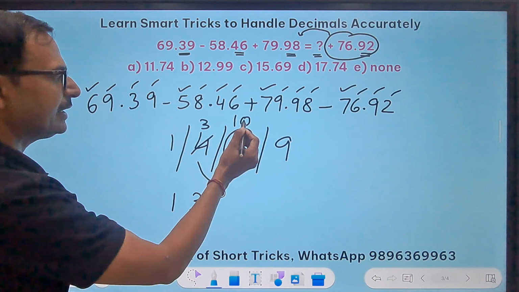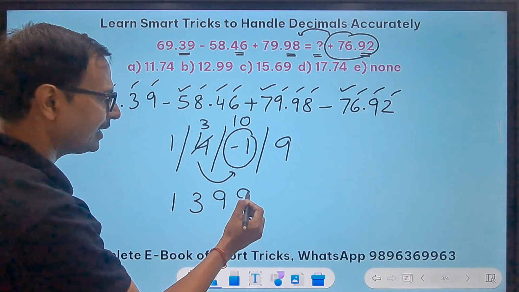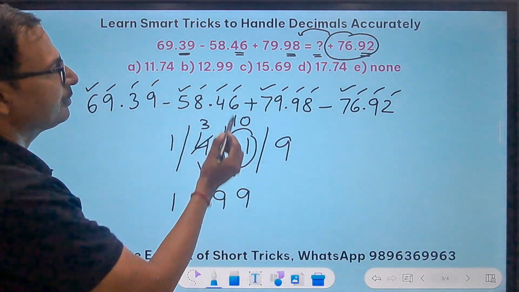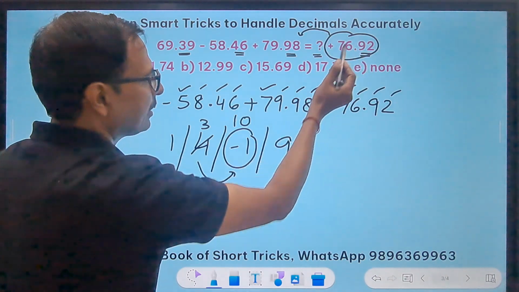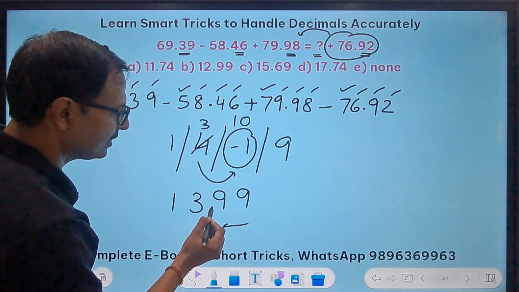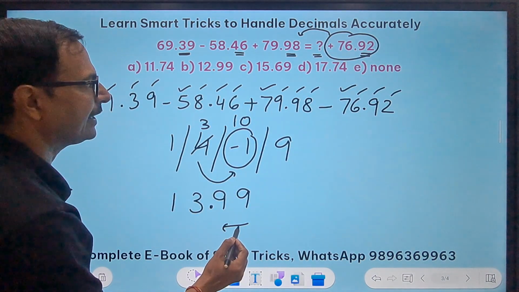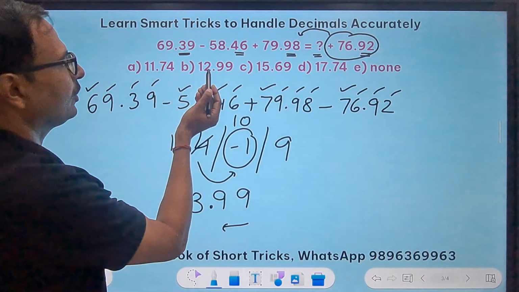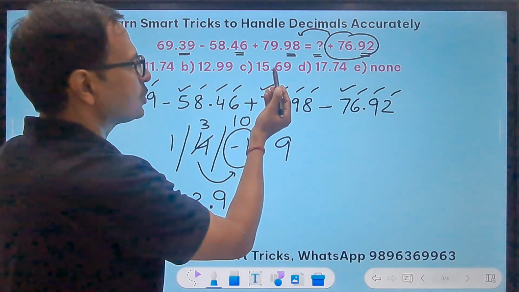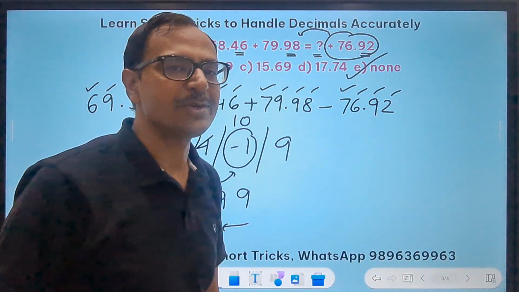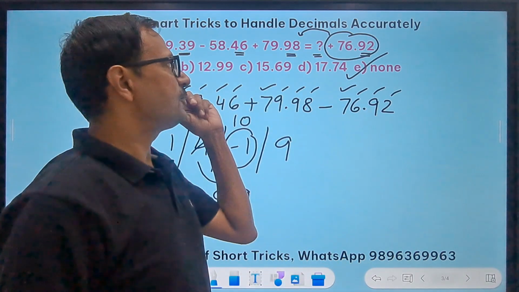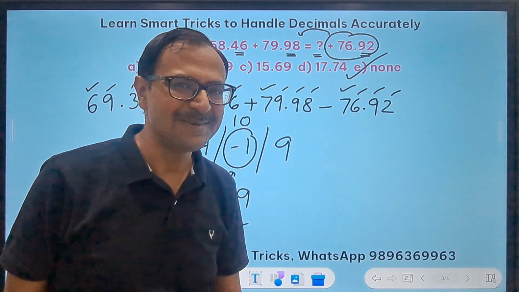10 minus 1 is 9, and a 9. So the answer will be... because we have two decimal places in all numbers, two decimal places here. The answer is 13.99. Where is the answer? 13.99. Oh, this is 12.99. So the answer is none, because the answer does not exist in option A, B, C or D.